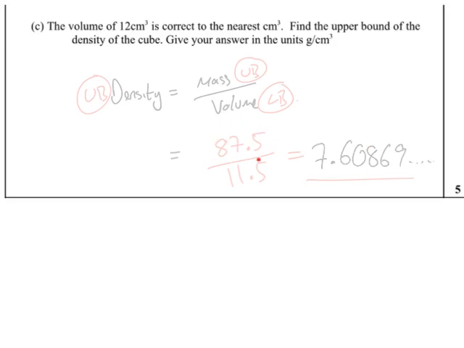That's 87.5 over 11.5. And here is the answer of the cube, the density. I don't really mind if you've rounded it, but that's the exact value at the top, and this is in grams per centimetre cubed as asked in the question.